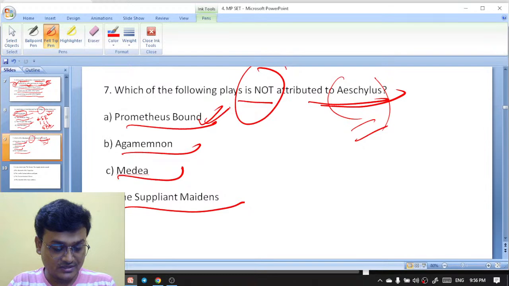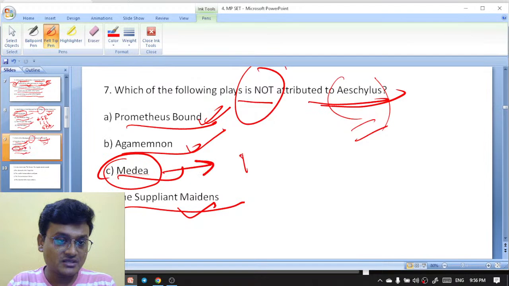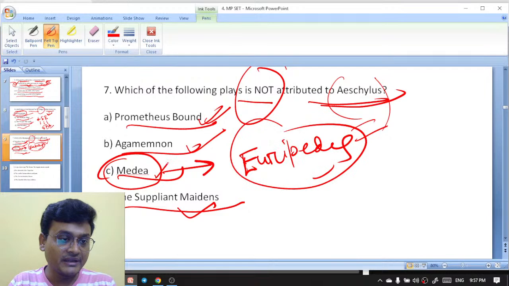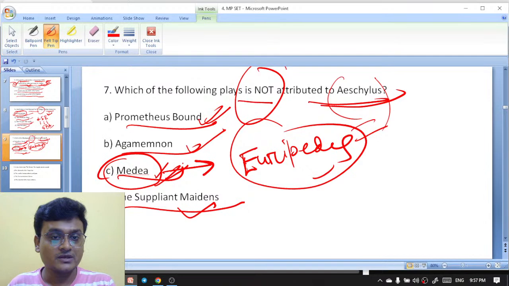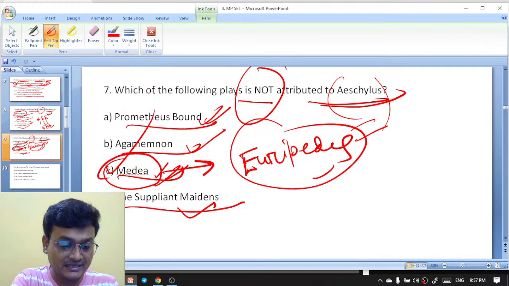Agamemnon is a part of that. Suppliant Maidens was also written by Aeschylus, whereas Medea is written by Euripides. Euripides has written Medea, with a female title character. So Medea is the right answer. Medea is not written by Aeschylus.